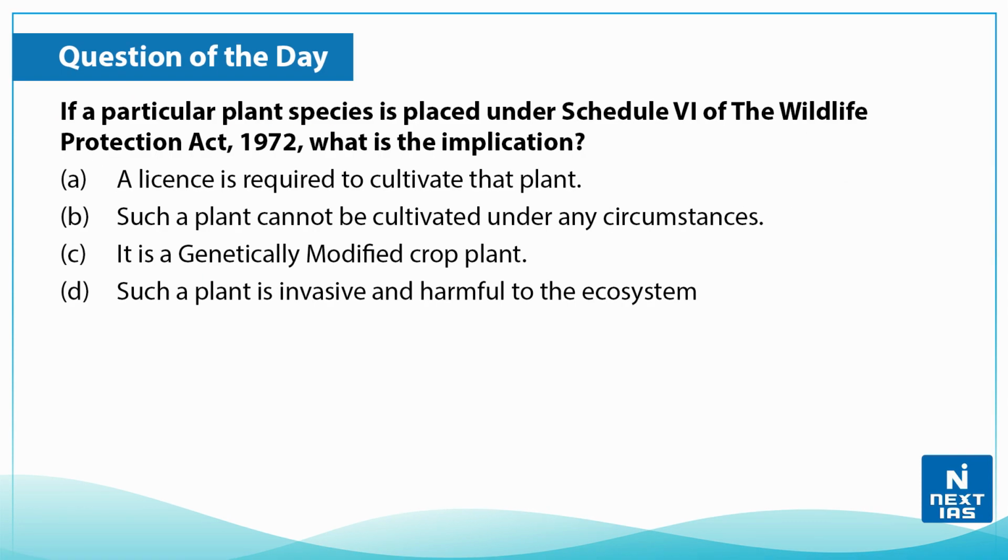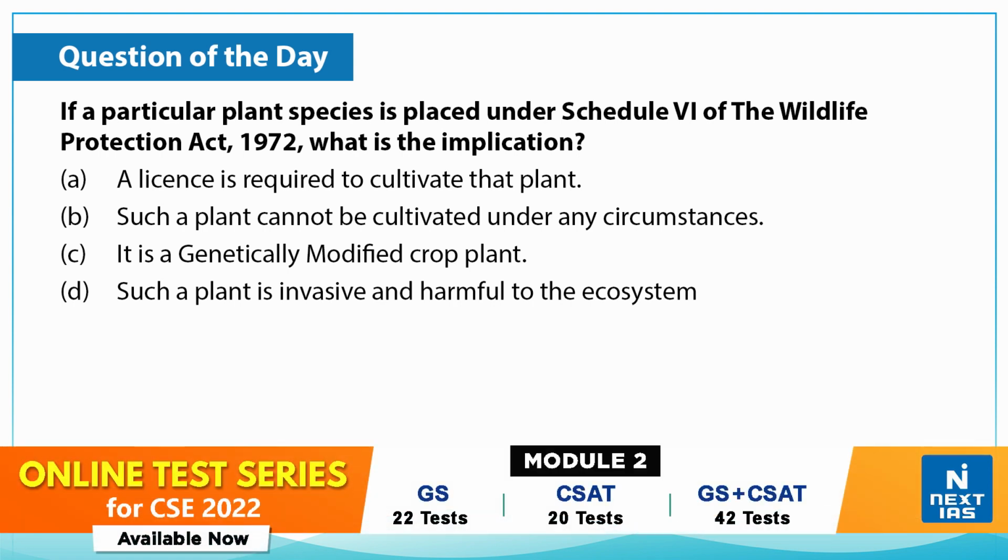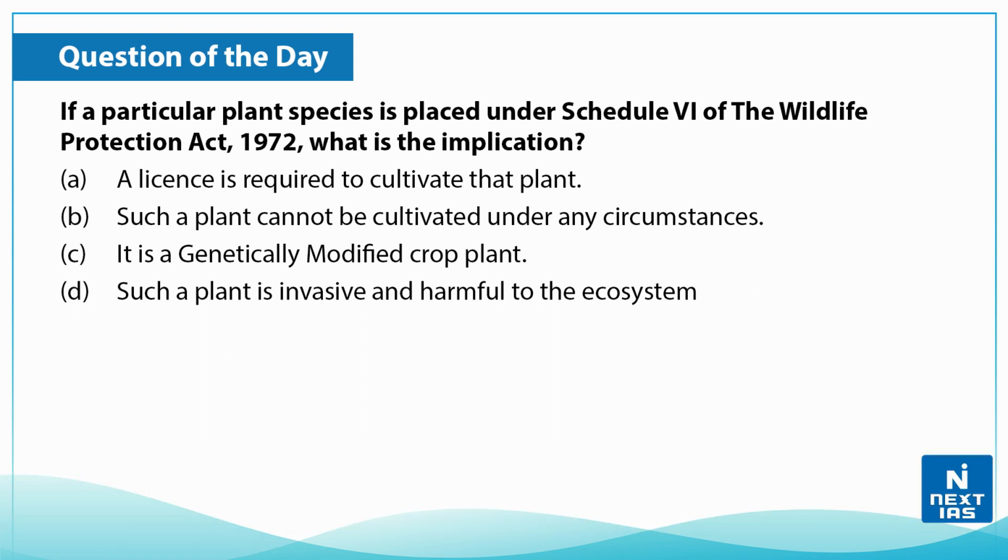Now, let us take up a practice question on this topic. If a particular plant species is placed under Schedule 6 of the Wildlife Protection Act 1972, what is the implication? A. A license is required to cultivate the plant. B. Such a plant cannot be cultivated under any circumstances. C. It is genetically modified crop plant. And D. Such a plant is invasive and harmful to the ecosystem. You can write your answers in the comment section below.